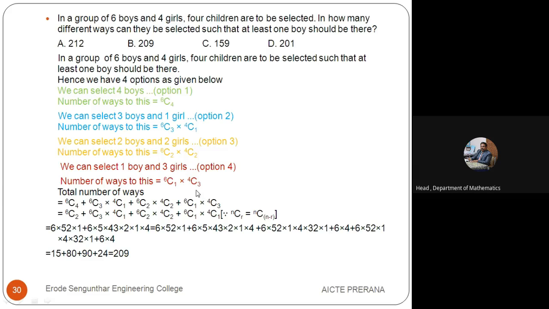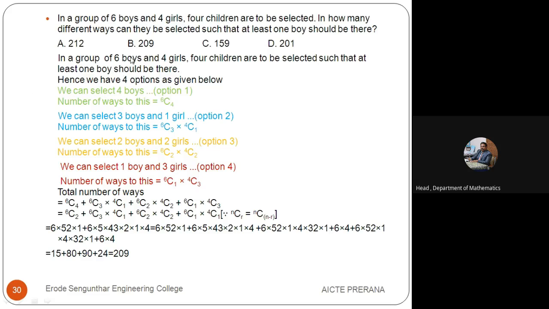The fifth option is not to come. All four girls is not allowed, since here the condition is that at least one boy should be there. Therefore, the total number of ways is we have to add these four. We get the answer is 209.